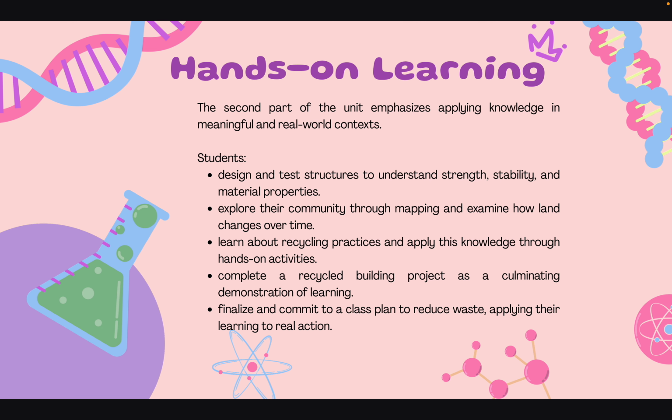The second half of the unit focuses on applying learning in context. In Lesson 4, students design and test structures that must withstand wind, helping them understand stability and material properties. In Lessons 5 and 6, they shift into social studies, where students create a map of their community and explore how land has changed over time through a read aloud, connecting human actions to environmental impact.